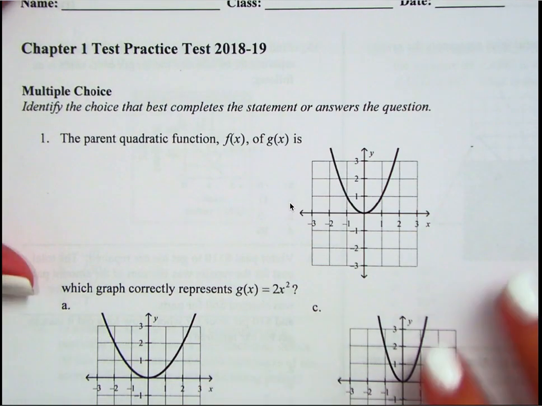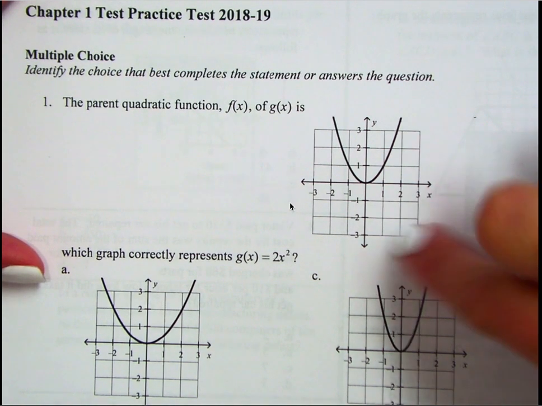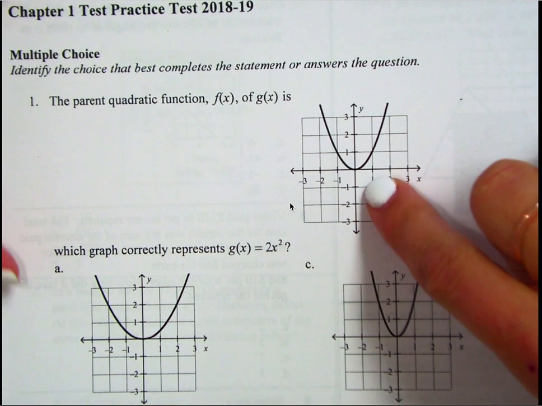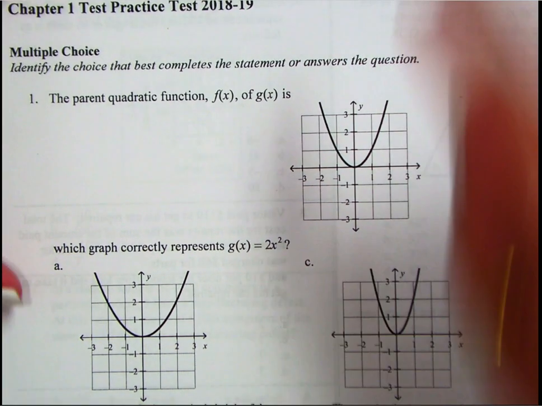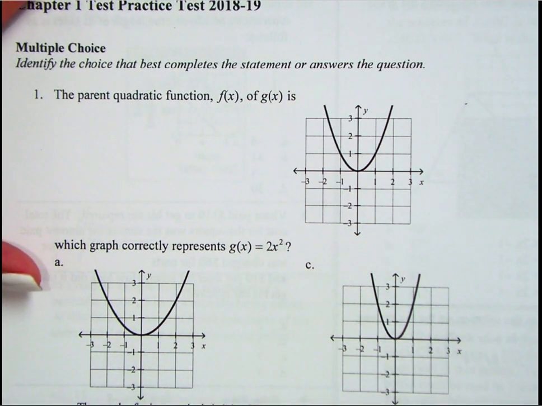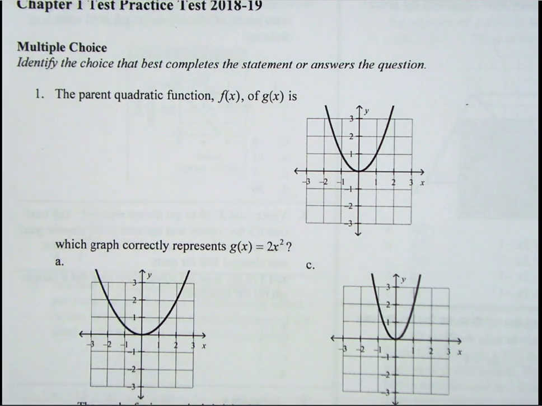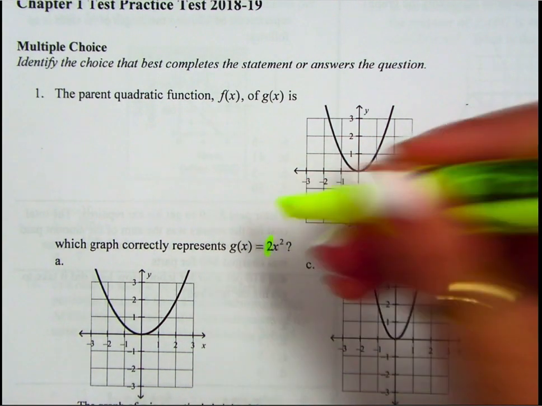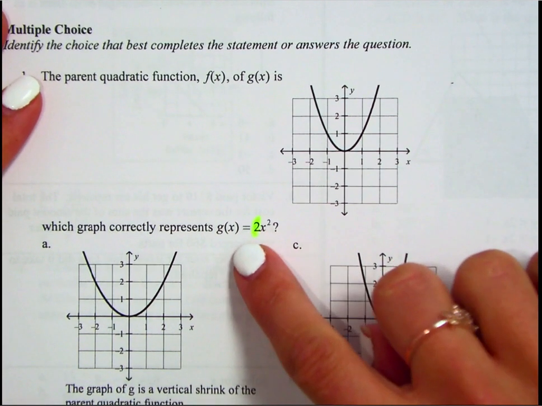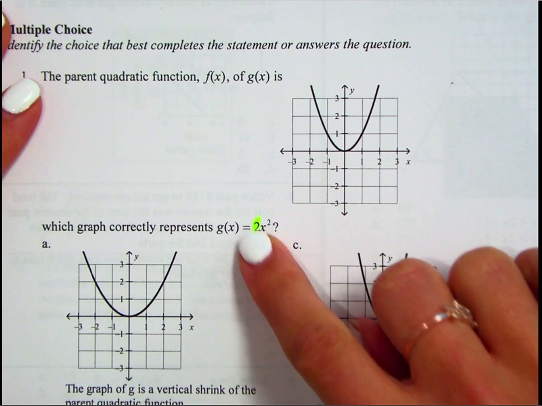Our practice test is giving us the parent quadratic function f of x. So this is our parent function, and we want to look at which graph correctly represents g of x is equal to 2 times x squared. So remember, if we have a number being multiplied to x squared, that is going to tell us a vertical stretch or a vertical shrink.